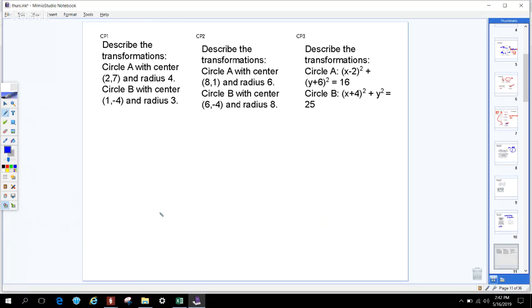Okay, so let's look at some problems finally. Yay, we could use our brains. So it says, describe the transformation that happened. You can go right this way, you don't have to be fancy. So we have circle A to circle B. Pay attention to how it moves, okay?